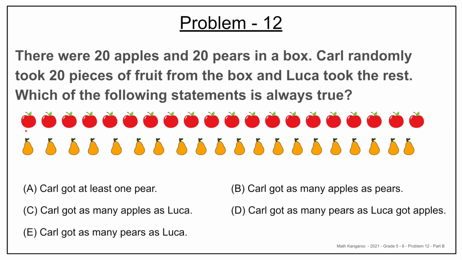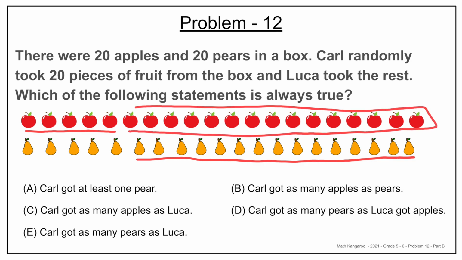If Carl picks 5 apples, that means he is picking 15 pears. The rest will be picked by Luca, so he is left with 15 apples and 5 pears. Option D says Carl got as many pears as Luca got apples. Carl got 15 pears and Luca got 15 apples. And this option is correct. So our answer is option D.